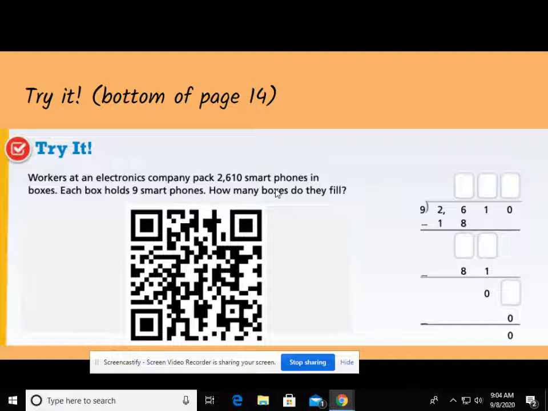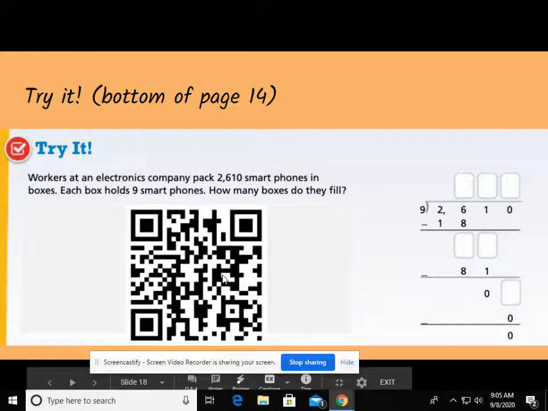What you're doing is you're taking a whole bunch of smartphones, 2,000 and some, and you're putting them in boxes. That means you're splitting the smartphones up and putting them in boxes. Okay? So if you're splitting, you're dividing. So let's go ahead and work this out.